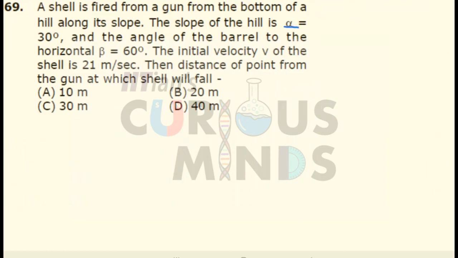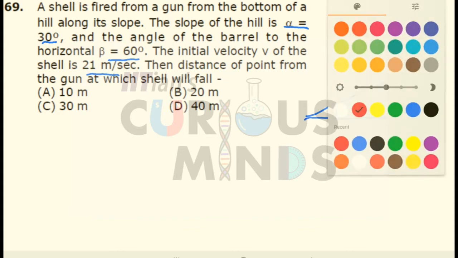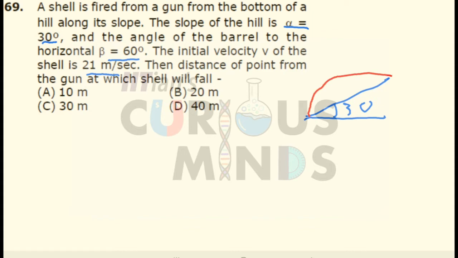A shell is fired from the gun from the bottom of a hill along its slope. The slope of the hill is alpha equal to 30 degrees, and the angle of the barrel to the horizontal is equal to 60 degrees. The initial velocity v is equal to 21 meters per second. Find the distance of the point from the gun at which the shell falls.